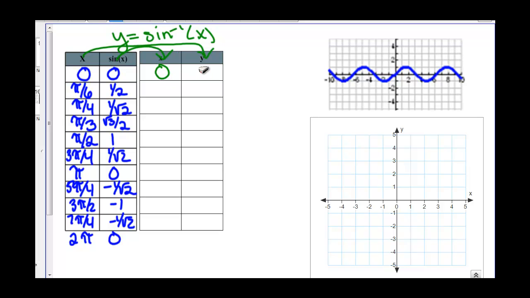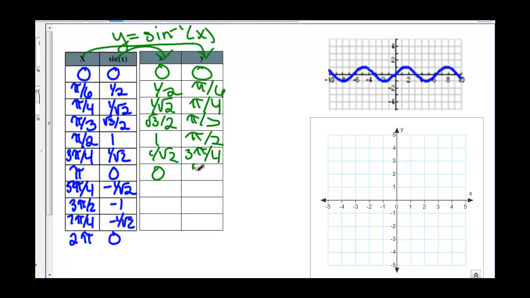So we get 0, 0; 1/2, pi over 6; 1 over square root of 2, pi over 4; square root of 3 over 2, pi over 3; 1, pi over 2; 1 over square root of 2, 3 pi over 4; 0, pi; negative 1 over square root of 2, 5 pi over 4; negative 1, 3 pi over 2; negative 1 over square root of 2, 7 pi over 4; and 0, 2 pi.